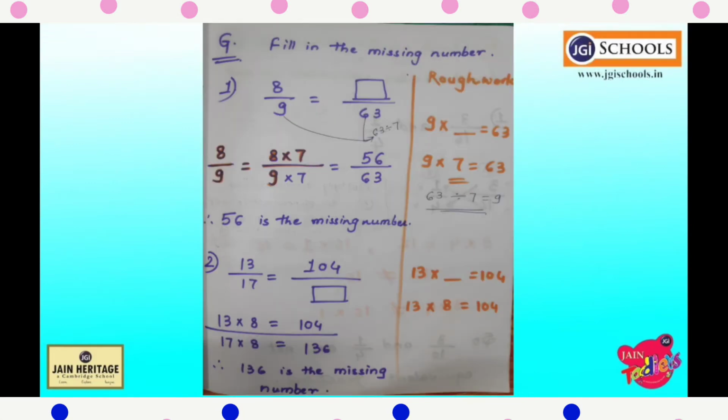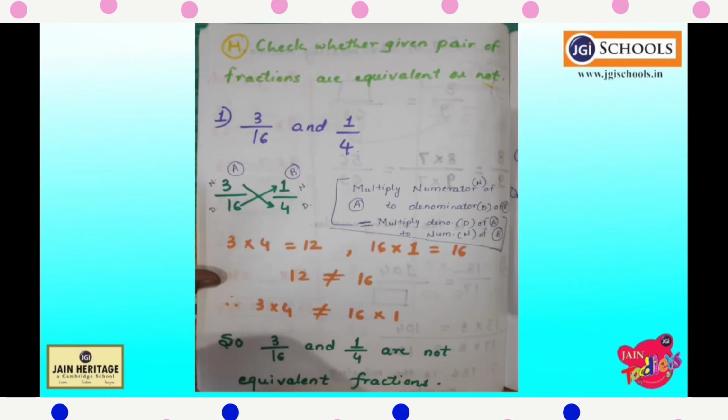Now, in question number G, fill in the missing number. It is the combined question of question number E and F. Here sometimes the numerator is missing, sometimes the denominator is missing. So you have to find the numerator and denominator in the same way as in the previous question. And in the H question, you have to check whether the given pair of fractions are equivalent or not. Okay, so it is something tricky.